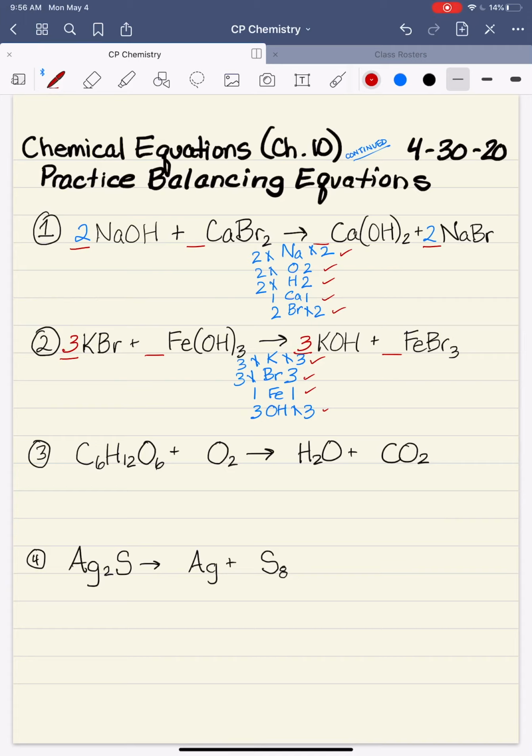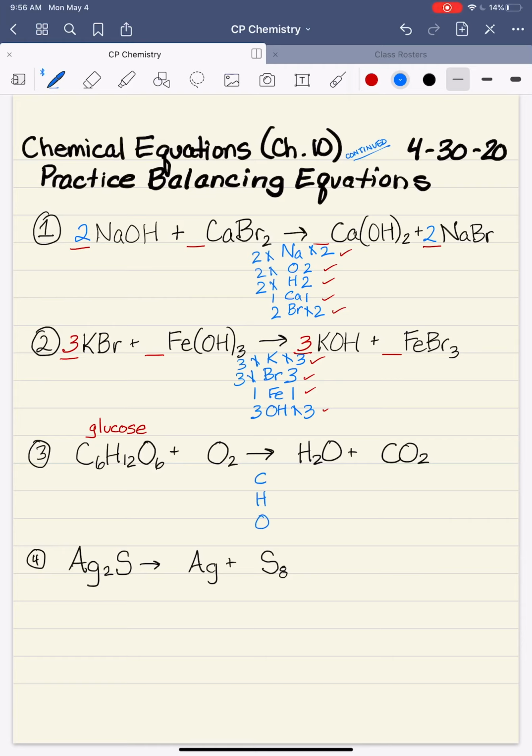Okay, next up, we have C6H12O6, better known as glucose. Now, that little hint should be enough to help you remember how you learned this in biology. But in case you didn't balance this equation in biology, we're going to do it now. All right, we've got basically 3 elements. We've got carbon, hydrogen, and oxygen.